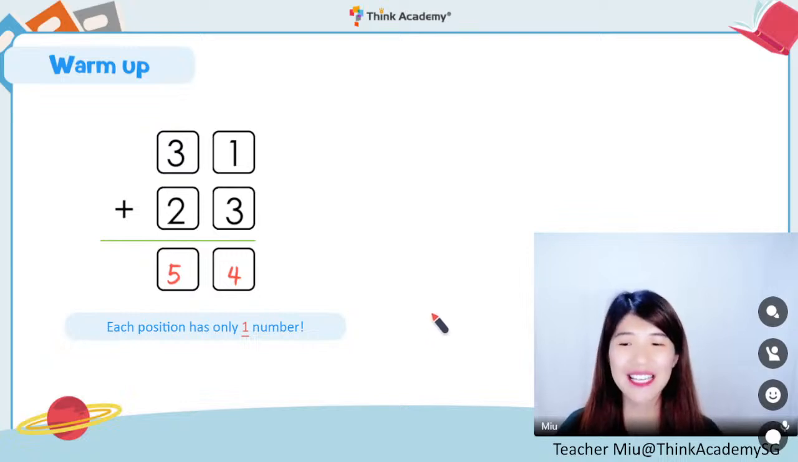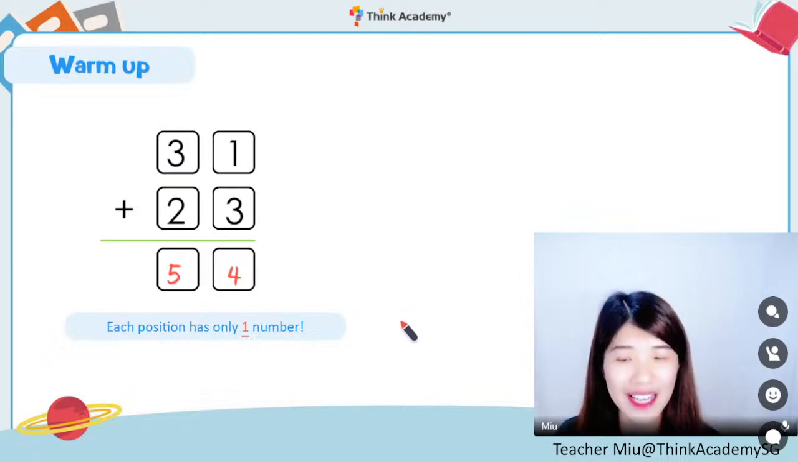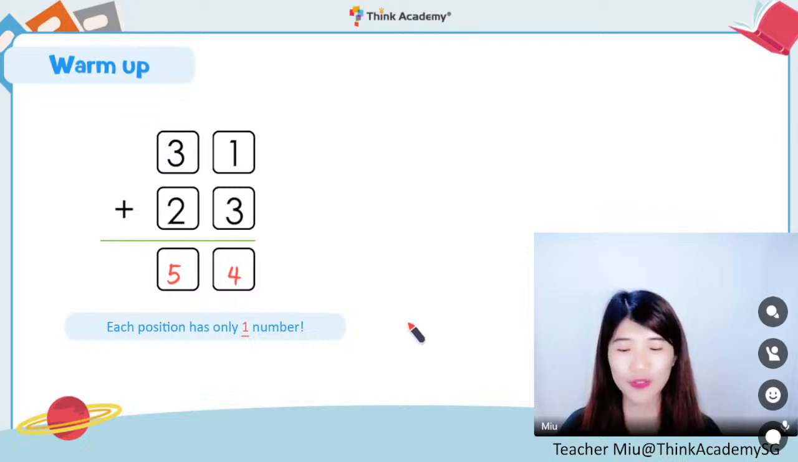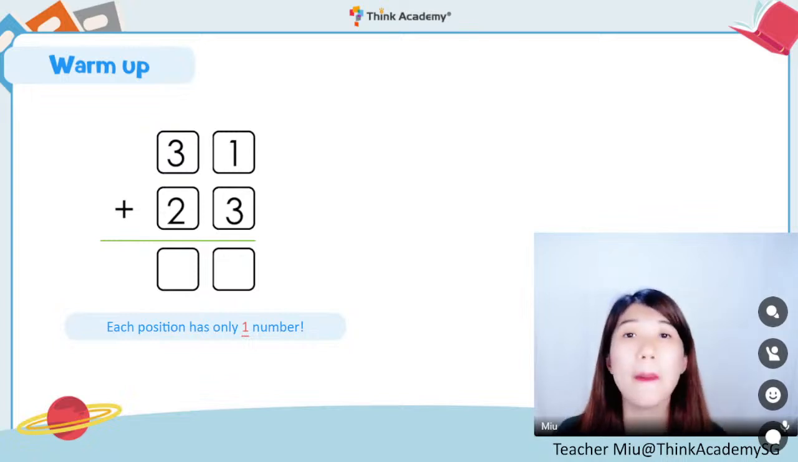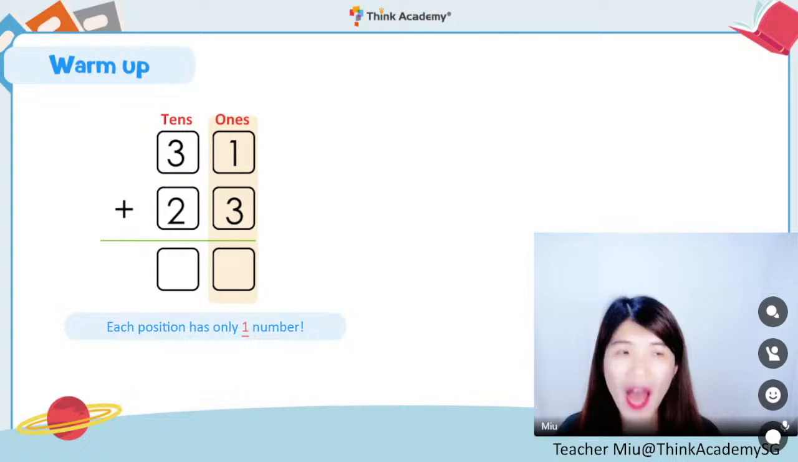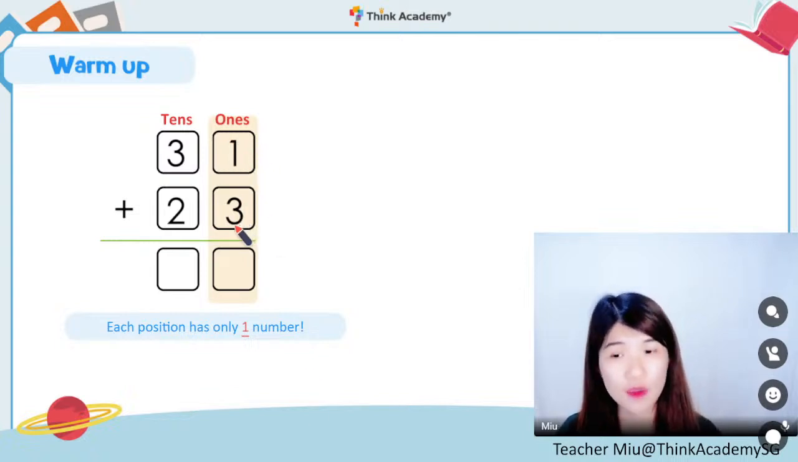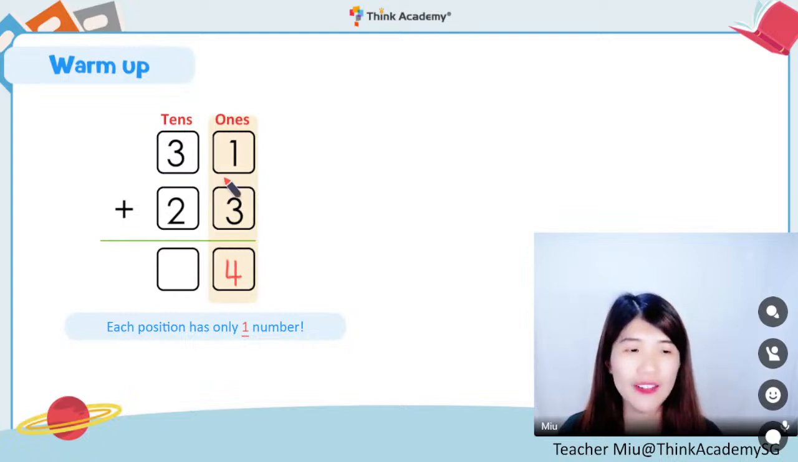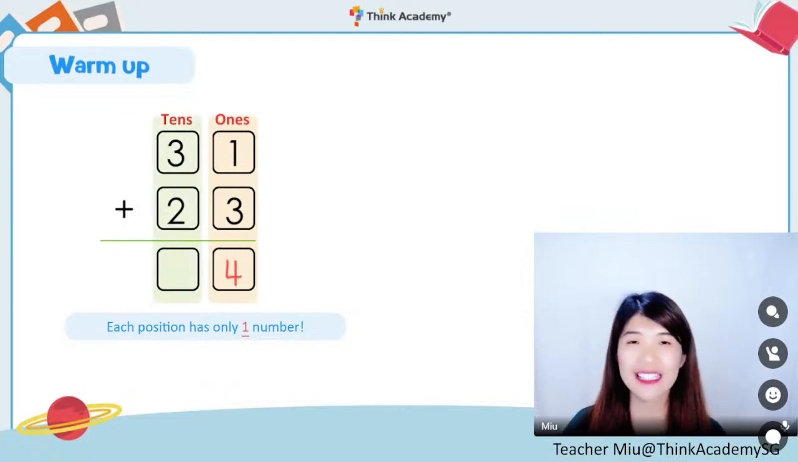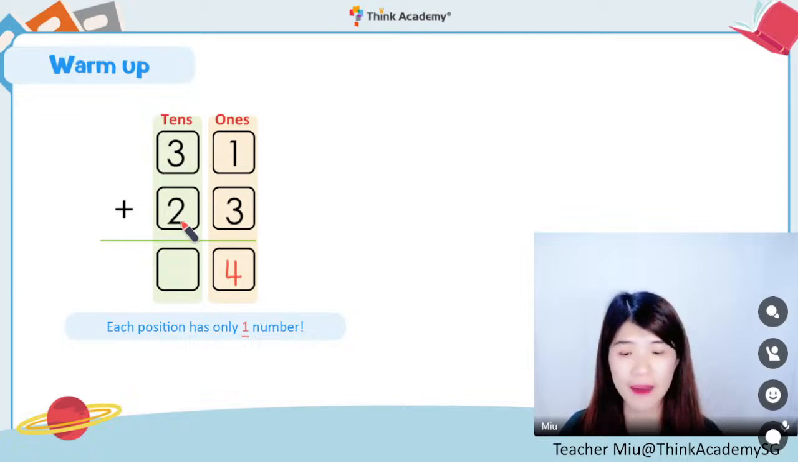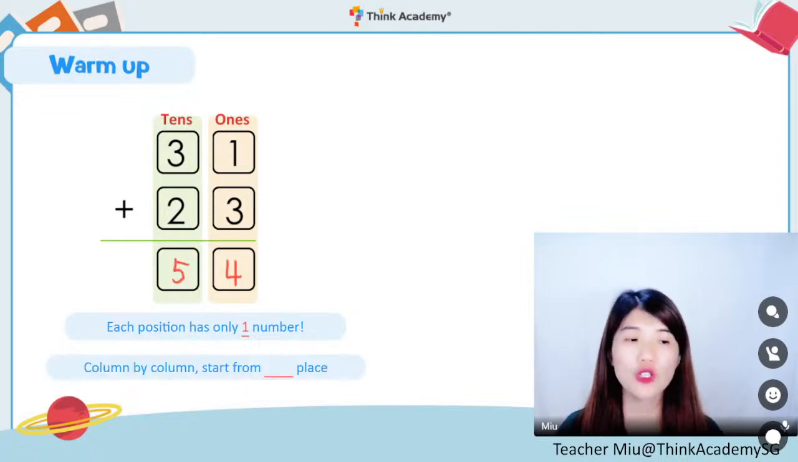Some say easy, right? And some say, okay, that's like that. But actually, no. Thank you, Zidane. No, why not? Actually, as you can see, you can do columns by columns, but starting from the ones place. So we should start from the ones place to do 1 plus 3 first and get a 4. Then we go to the tens place, the next higher place, then to get 3 plus 2, that gives you 5.